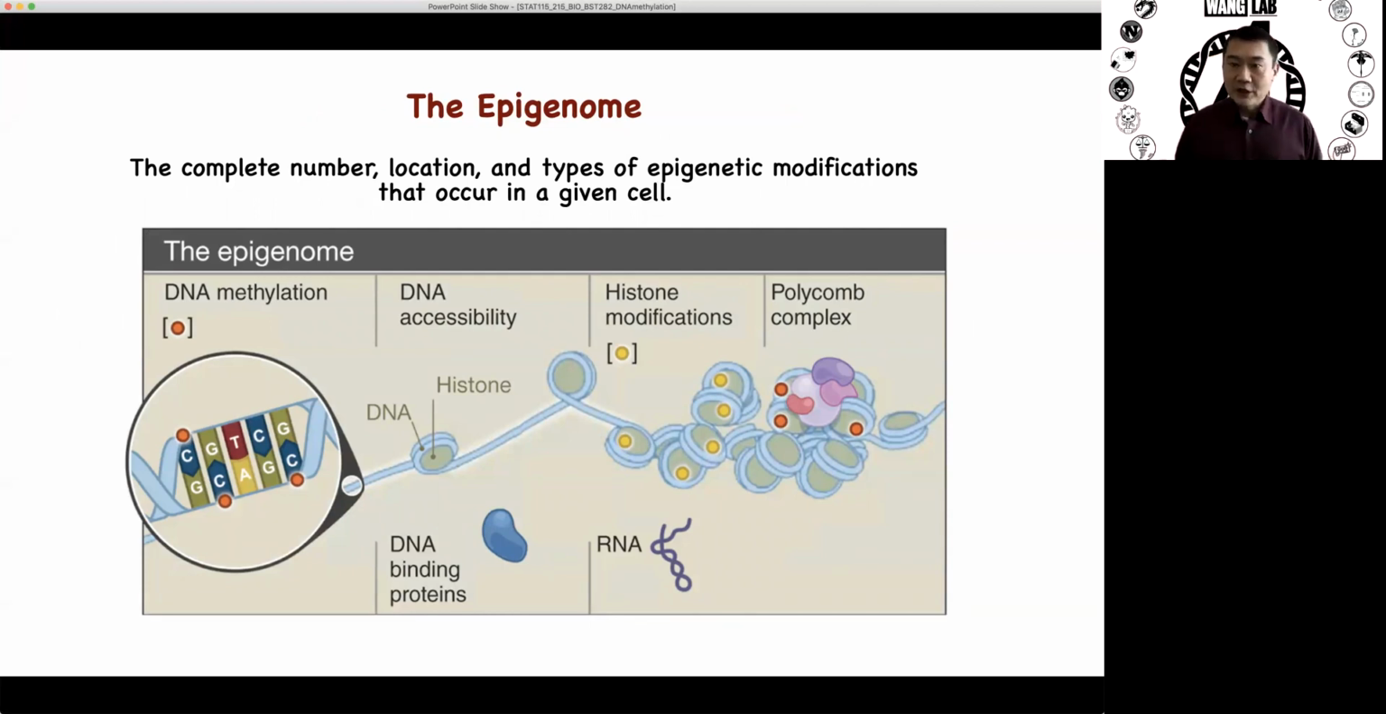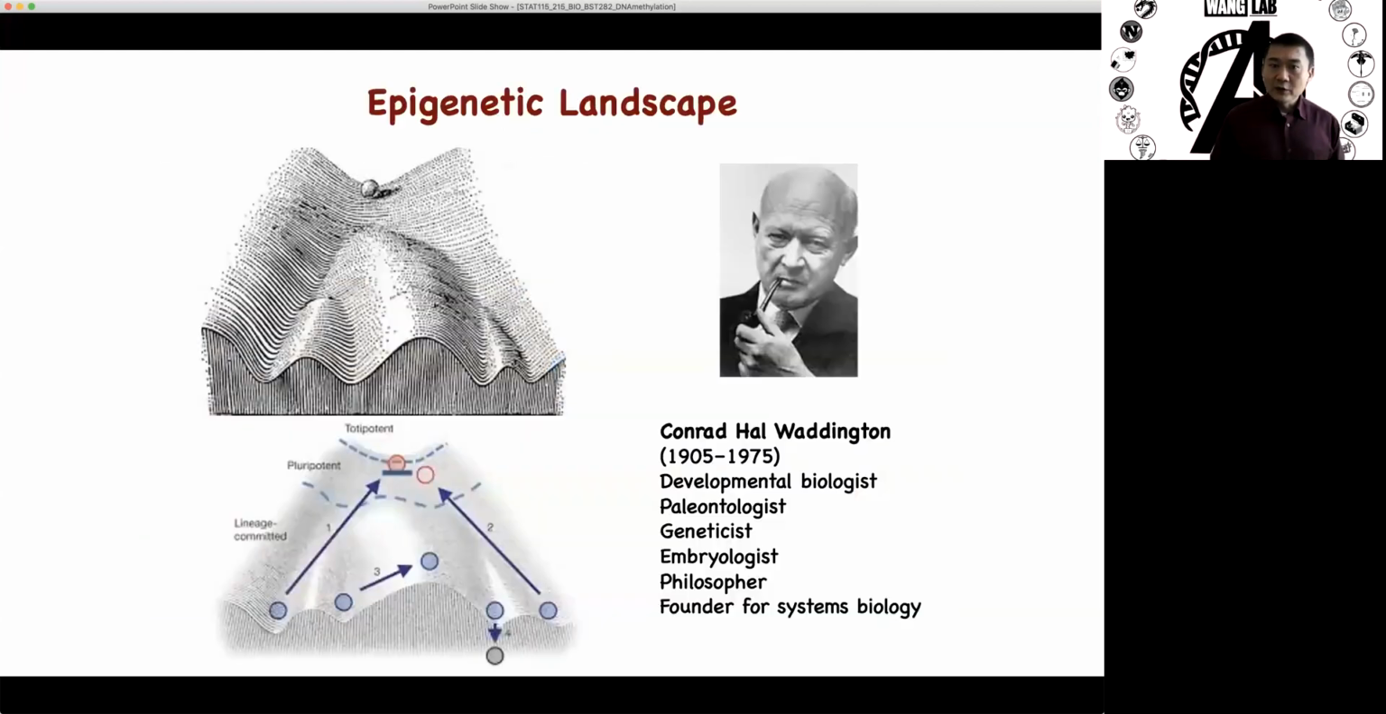So DNA methylation is the most studied, the most common, or the most important one, but there are other things like DNA accessibility, histone modification, and some trans factors, right? So today we're focusing on DNA methylation, but before we get into that, I want to mention that epigenetics is not something new. This has been defined for many years.